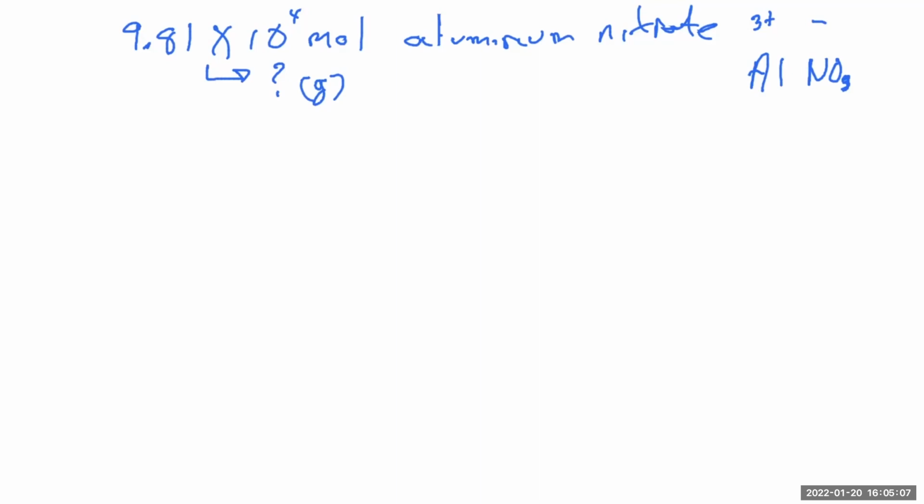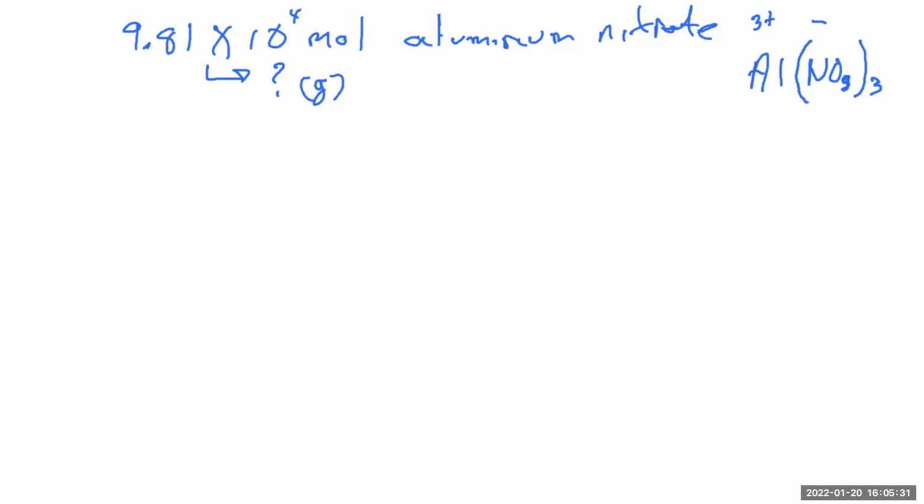So it's gonna be Al and then (NO3) in parentheses, then a 3. Yep. So in order to go from moles to mass, to grams, we have to know what? We have to know the molecular weight of the compound. So you have to determine the molecular weight of aluminum nitrate to solve this problem.